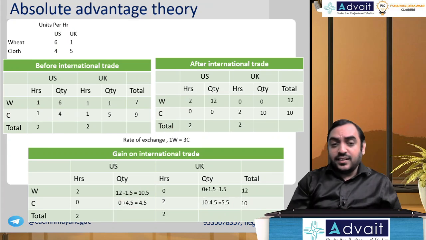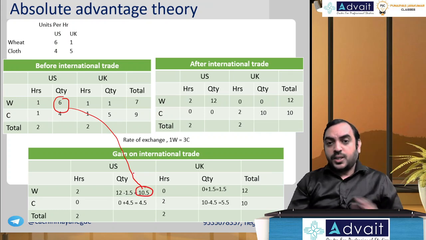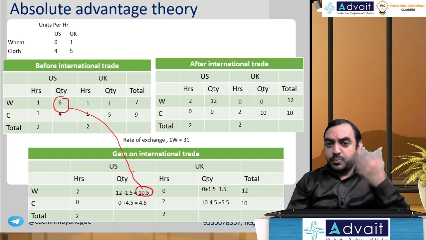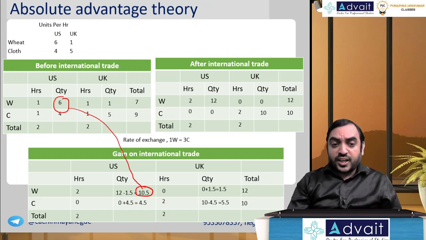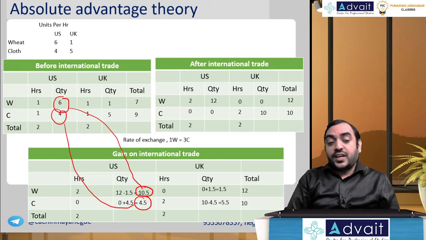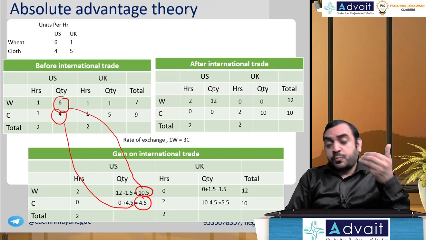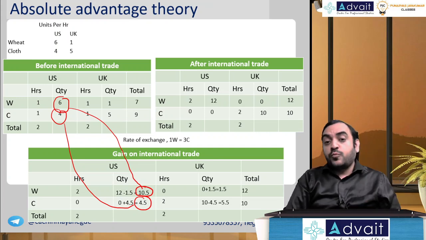And what is the gain? Compare before international trade, you were getting 6 quantity. Now you are having 10.5 quantity with you. Before trade, you had 6 before specialization. And before trade, cloth you had 4, and now you are having cloth 4.5. Your wheat production also increased, cloth also you have more now.